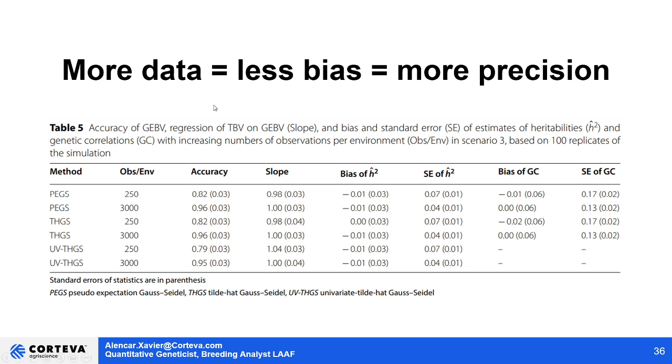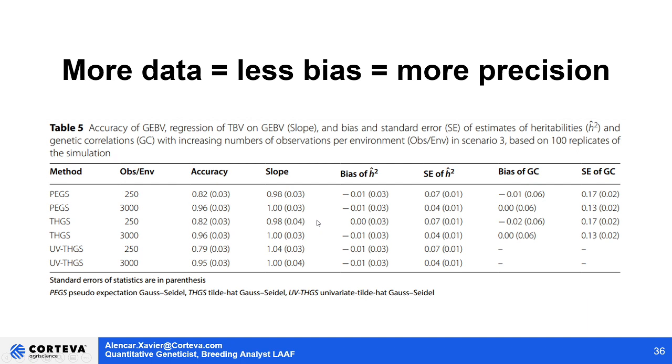Here we ran a quick comparison using PEGS, THGS, and the univariate THGS with either 250 observations per environment or 3,000. In the soybean data set, we had as many as 5,000 individuals, so it was fine to use up to 3,000. It was not even half of the data set. The accuracy has a tremendous improvement as you increase the number of observations. That is true for univariate and multivariate settings, more so for the multivariate.